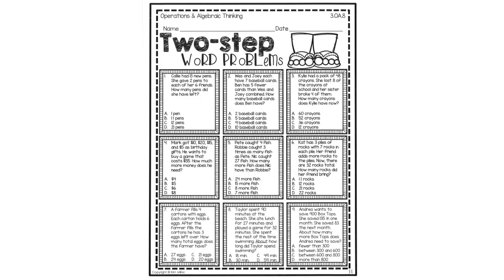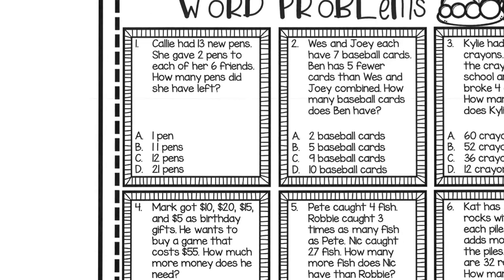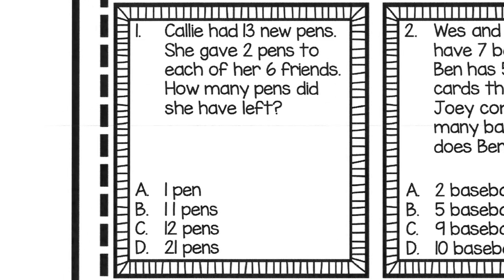All right, we're going to do a few more pages here, starting with two-step word problems. And the first thing I do is always the same. I pick up my pencil and I write my name. So do the same thing and then we can begin. I'm going to do some of these with you and then we will let you do some of them on your own. Number 1 says, Callie had 13 new pens.